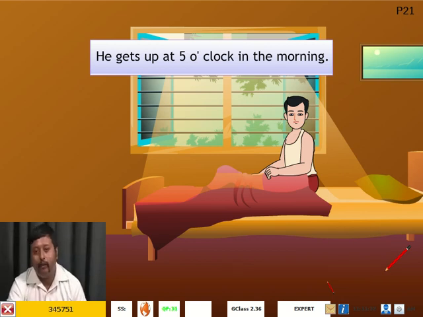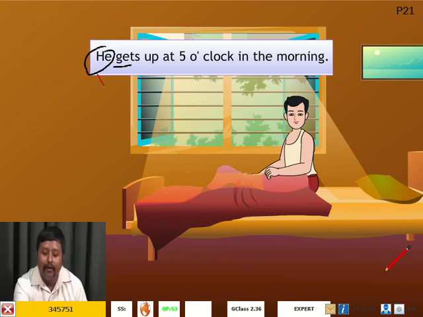He gets up at 5 o'clock in the morning. Which tense would this be? Very good. That would be present tense. What is your verb here? Good. It's get. Right? Subject is what? It's he. So he is third person, and he is singular, so we have added s. Very good.